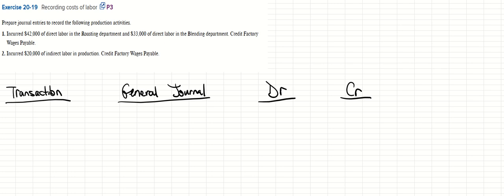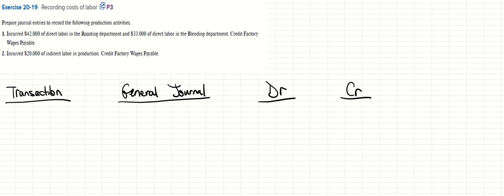And so this is practice problem number 4 for chapter 20. Here we're going to be recording the cost of labor into a company's books. For number 1, it says incur $42,000 of direct labor in the roasting department and $33,000 of direct labor in the blending department. And it says the credit is going to be recorded to factory wages payable.